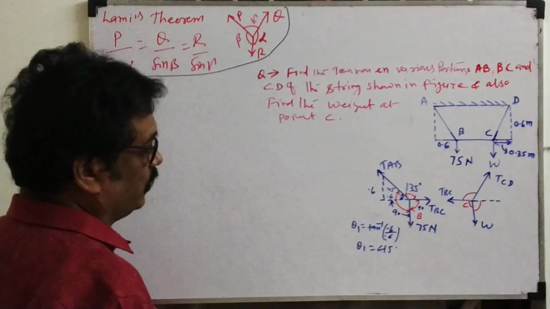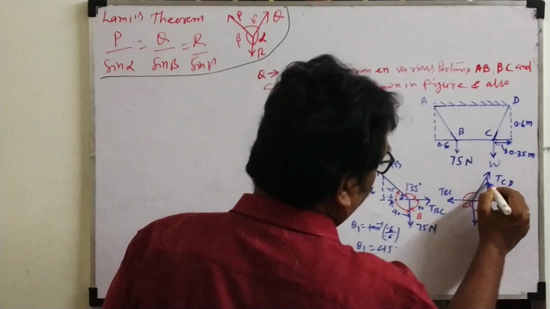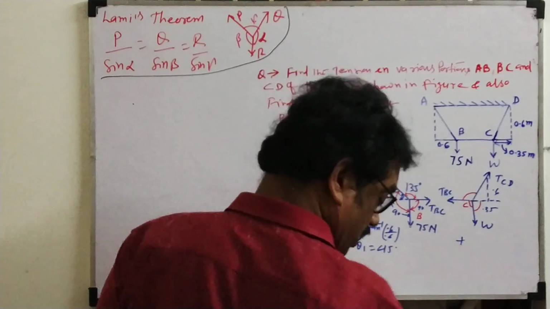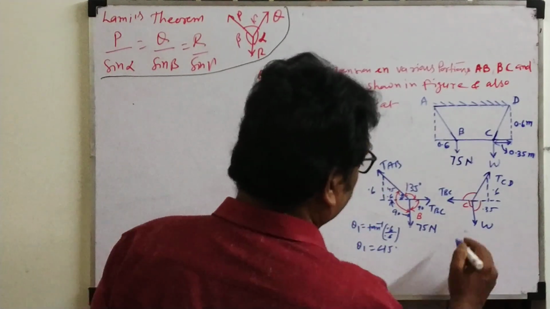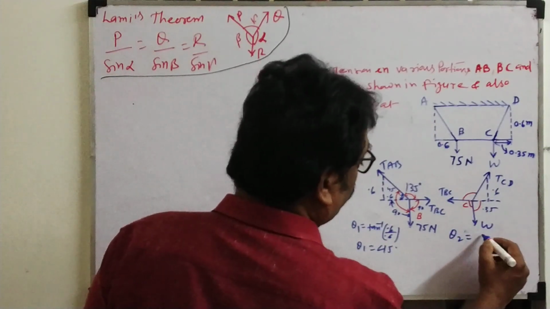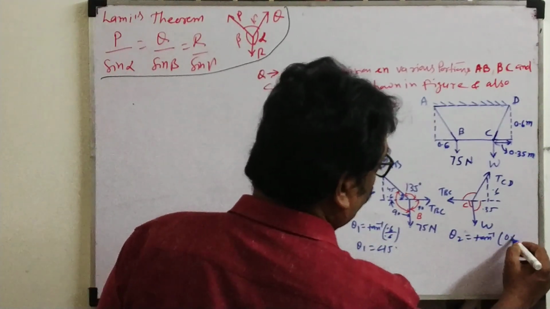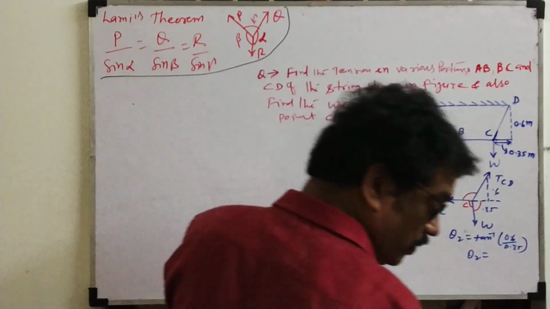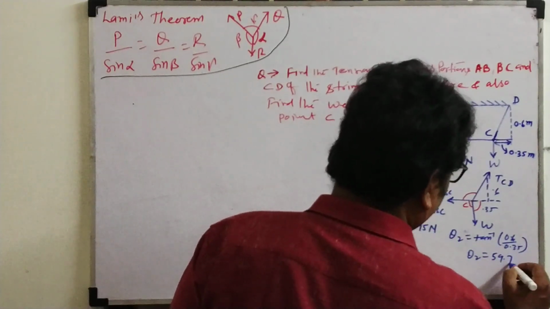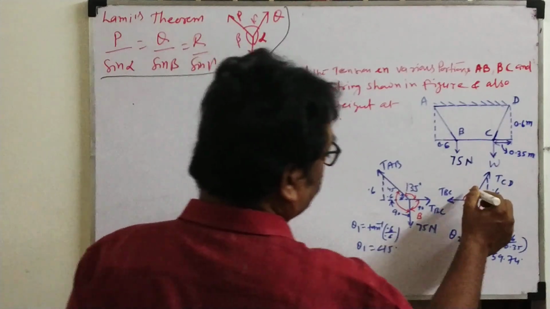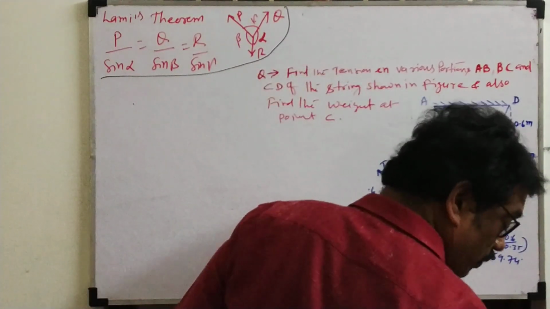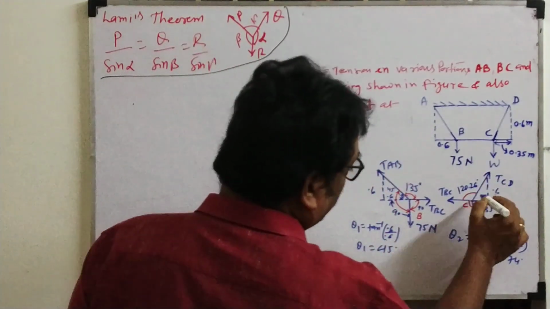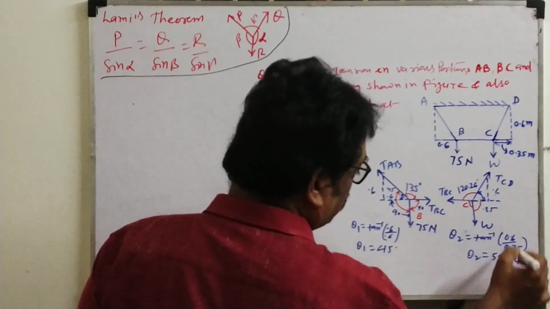So all angles at junction B I know now. Now again here, this length is 0.6 and this is given as 0.35. So theta 2 equals tan inverse of 0.6 by 0.35. This theta 2 we calculated as 59.74 degree. So this angle is 180 minus 59.74, which is 120.26 degree. So over. So these angles we know.